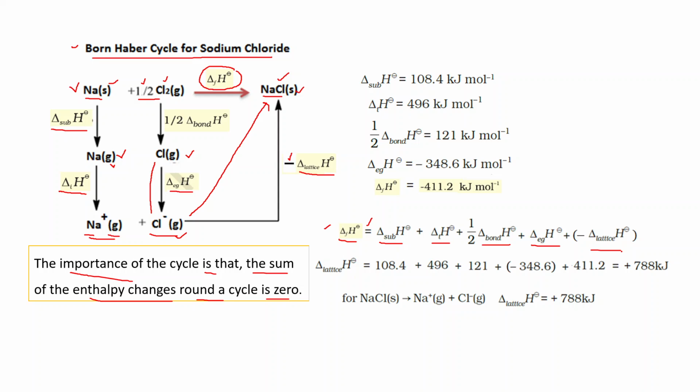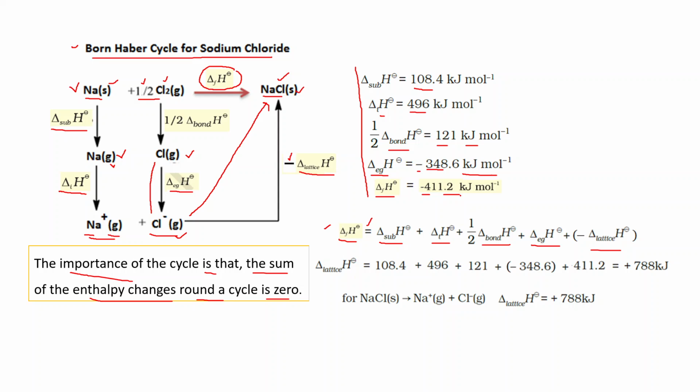If we put in the values of these different enthalpies given here: sublimation enthalpy is 108.4 kilojoule per mole, ionization enthalpy for sodium is 496 kilojoule per mole, bond enthalpy for Cl2, half of that bond enthalpy, is 121 kilojoule per mole, electron gain enthalpy is minus 348.6 kilojoule per mole, and the standard enthalpy of formation of NaCl from its constituent elements in the reference state is minus 411.2 kilojoule per mole.